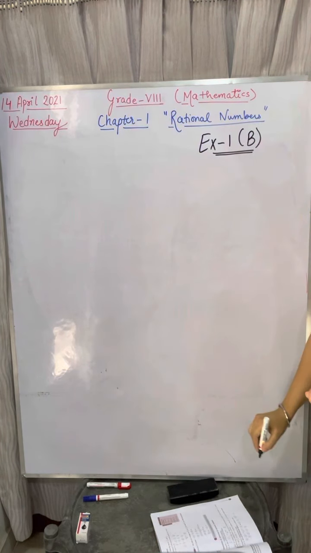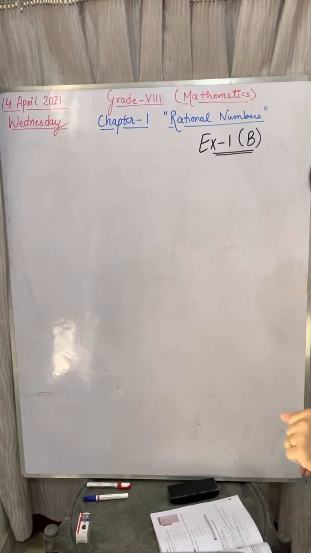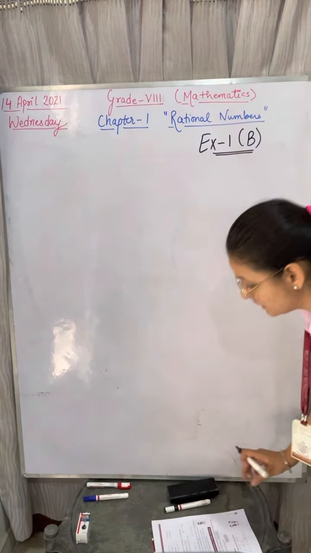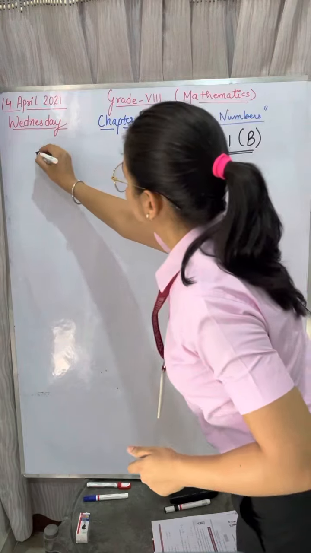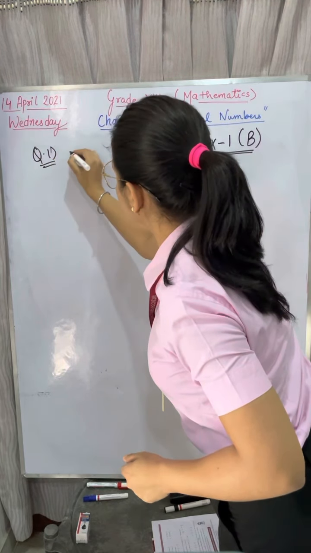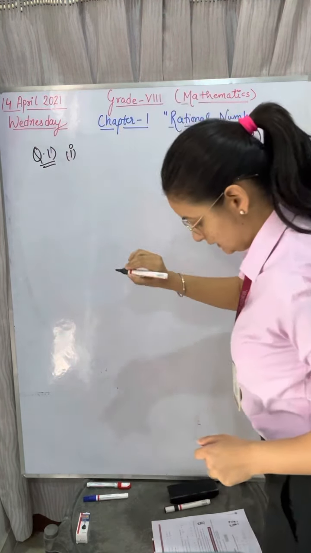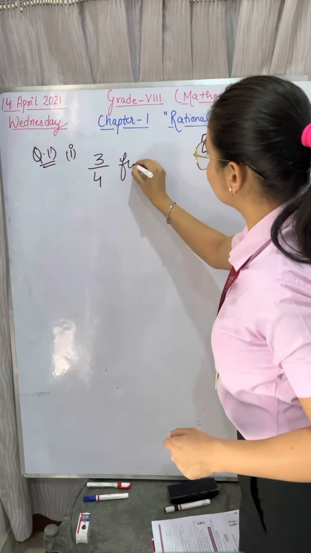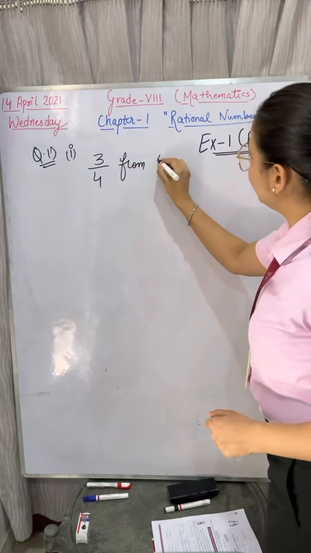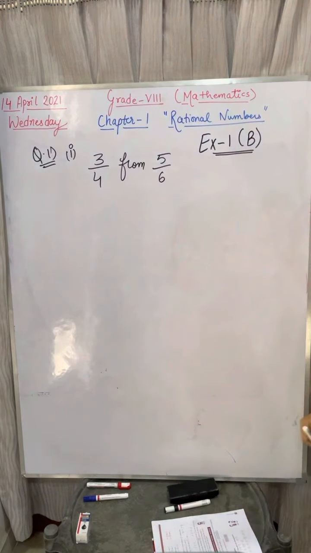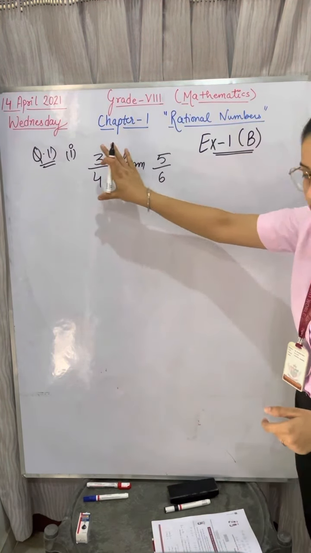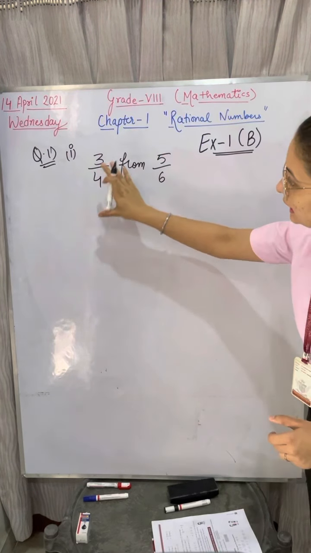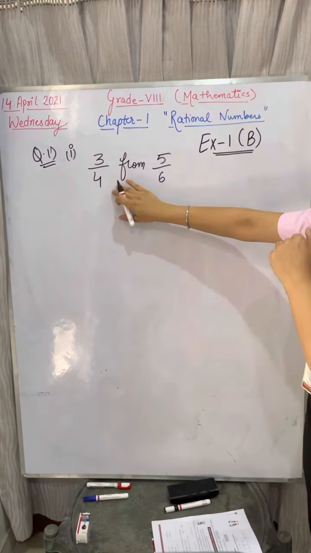Today we are going to start exercise 1B. In the 1B, your first question is to subtract any two rational numbers. First part is 3/4; you have to subtract it. This chapter is based upon rational numbers, but the concept is this: you have to subtract from this.